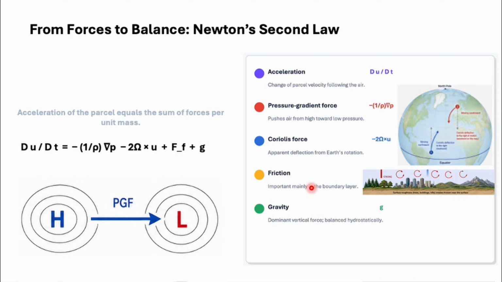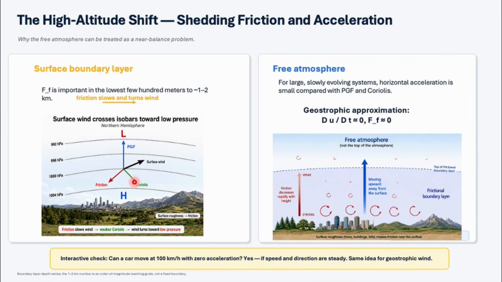Here, we are going to set up the next simplification. In the free atmosphere, we can often keep only pressure gradient force and Coriolis force in horizontal balance. Near the Earth's surface, the wind does not usually follow isobars perfectly. It crosses them at an angle toward lower pressure. The reason is friction. Friction slows the wind. And because the Coriolis force depends on wind speed, Coriolis becomes weaker. The pressure gradient force is therefore not completely balanced, leaving a component of motion toward low pressure.